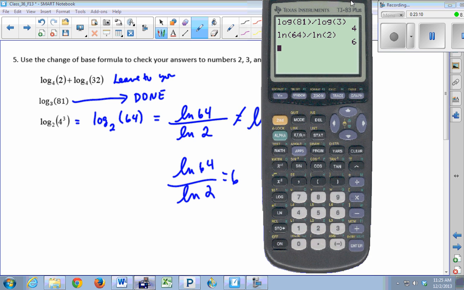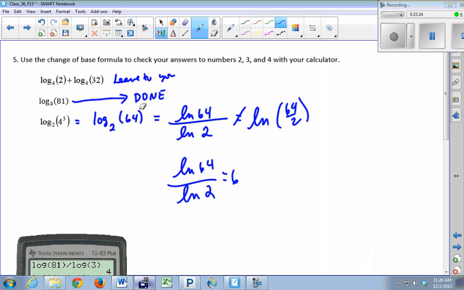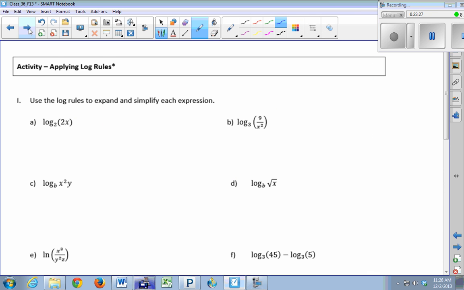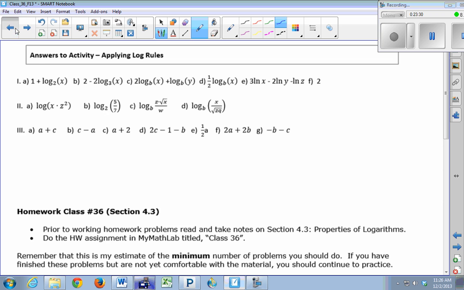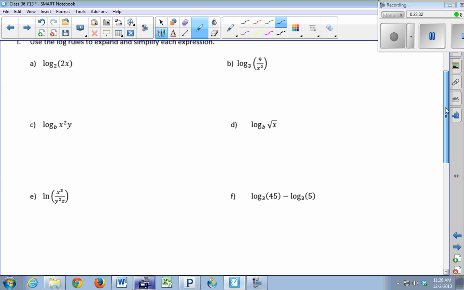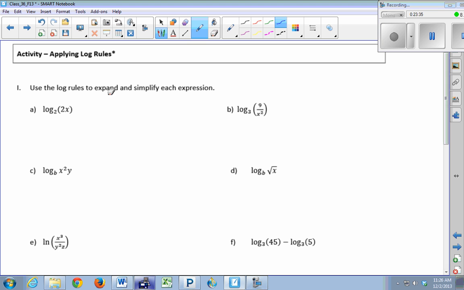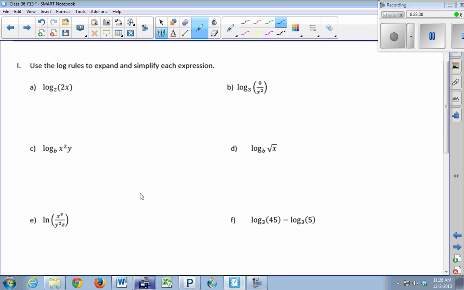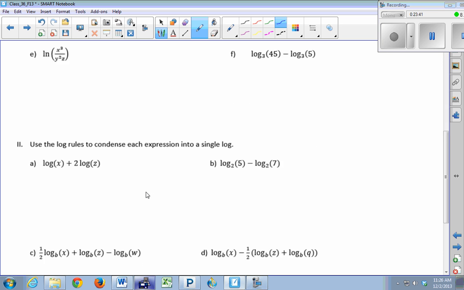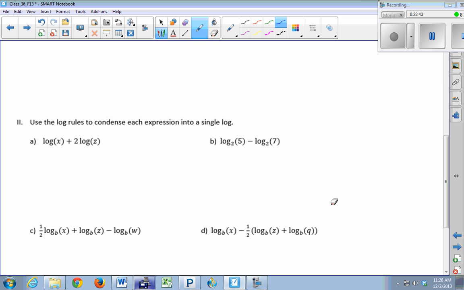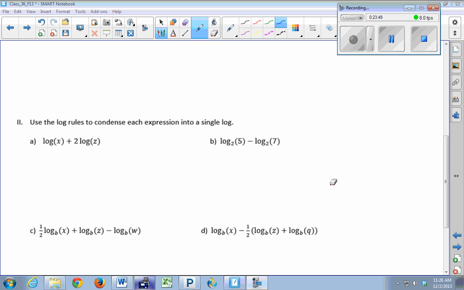Okay. So again, if you remember your change of base formula, you could do all of these with the change of base formula as long as you had a calculator. If you didn't have a calculator, then you could use your properties. So right now you have a very long, wonderful activity that's going to help you to practice using these properties to expand and simplify log expressions, and just using them both directions. After you finish this activity, you should be pretty fluent with the log properties.